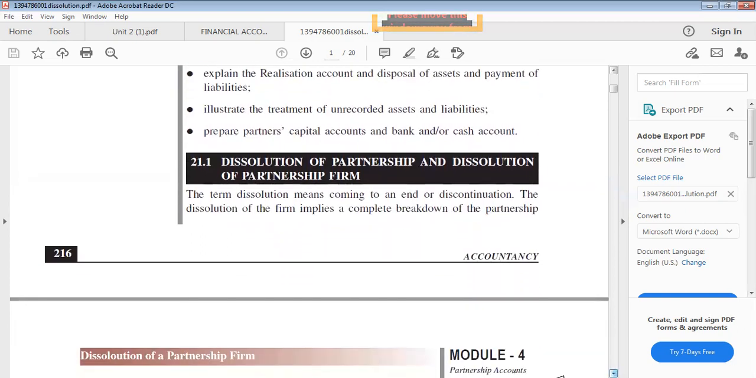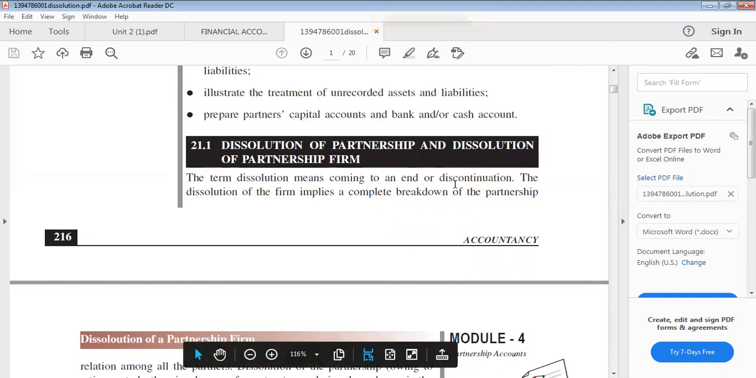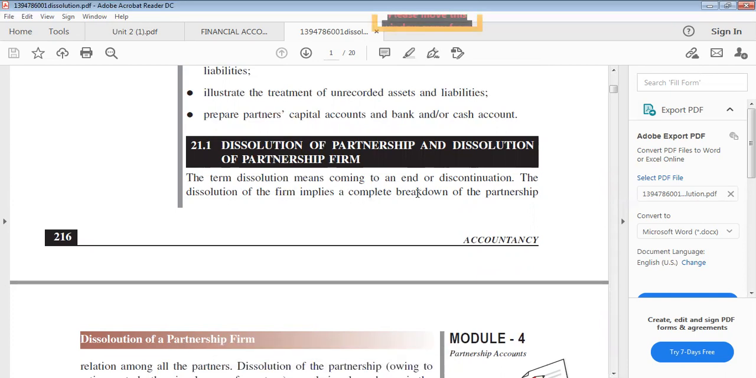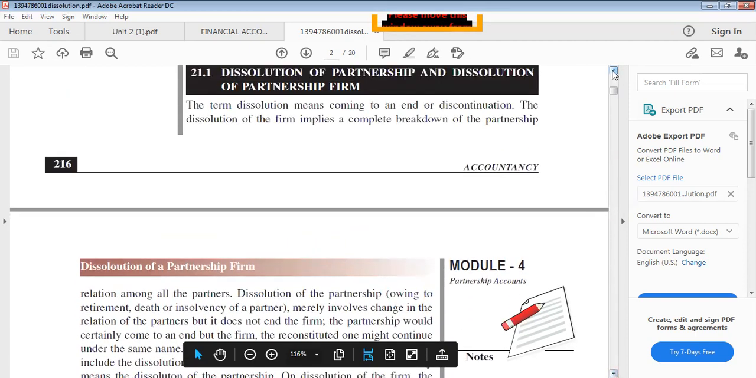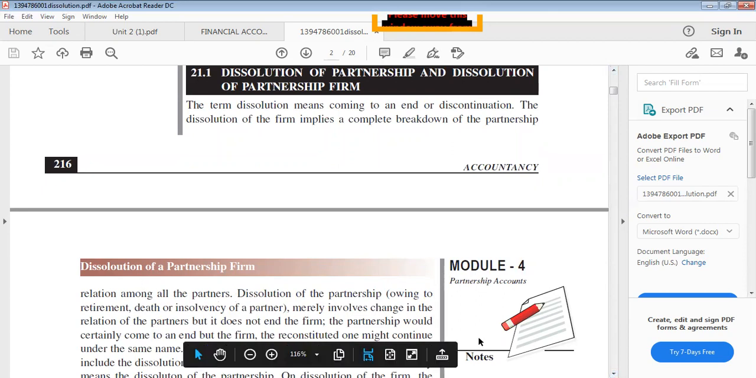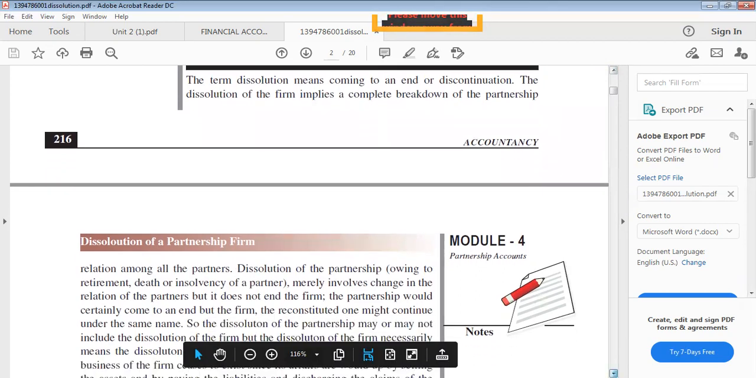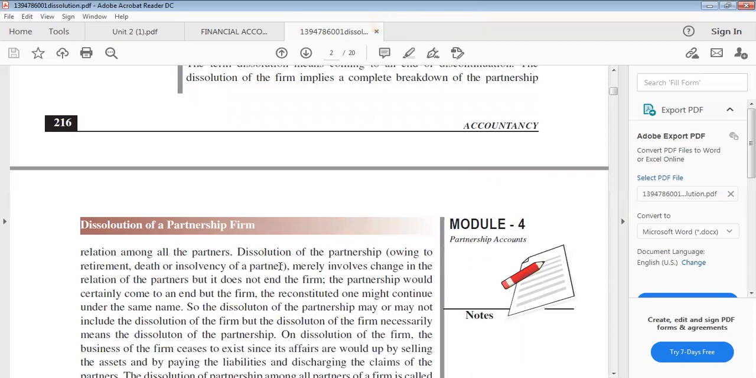First thing, the term dissolution means coming to an end or discontinuation. The dissolution of a firm implies a complete breakdown of the partnership relation among all the partners. Dissolution of the firm, of the partnership, owing to retirement, death, or insolvency of a partner.